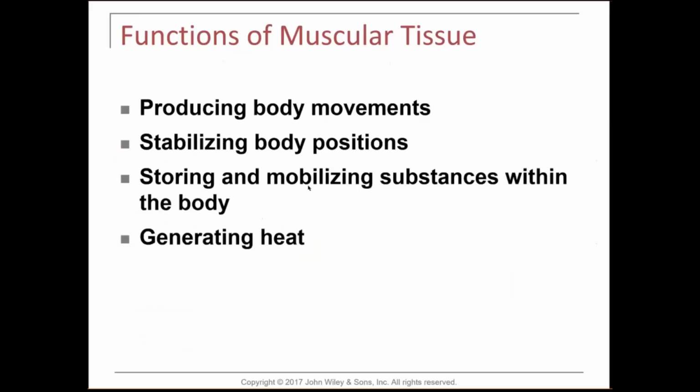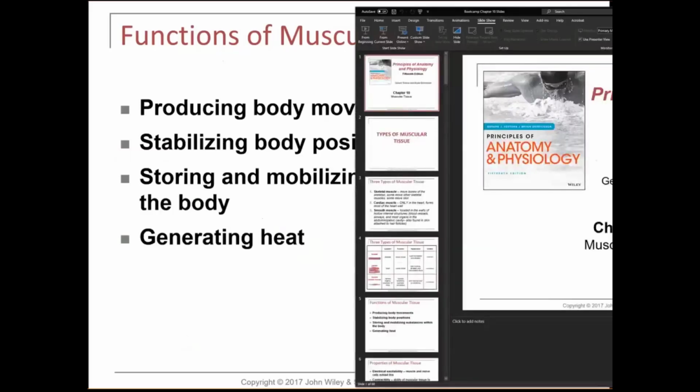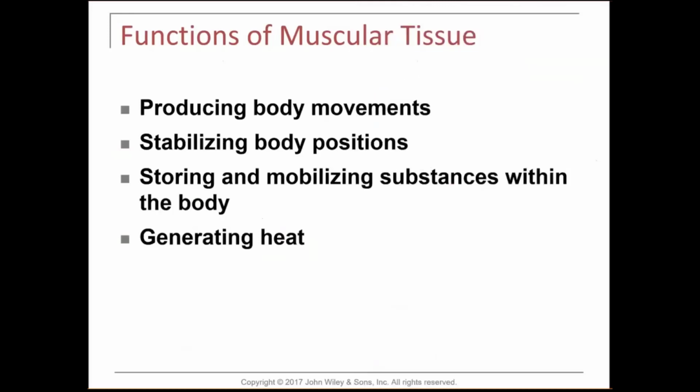Now looking at the functions of muscular tissue. Some of these we've already talked about, but others we're going to actually look at right now. We're going to get a more descriptive understanding of these functions here, okay? These functions of muscular tissue. Now, producing body movements, obviously we associate this with our skeletal muscles. Our bones are connected to skeletal muscles, which when they contract, will pull on the respective bones.